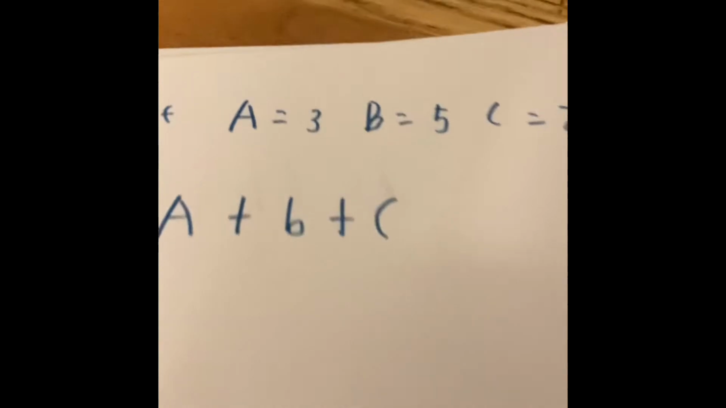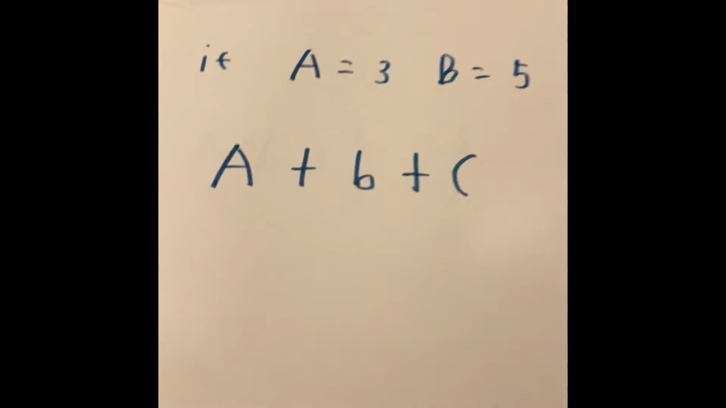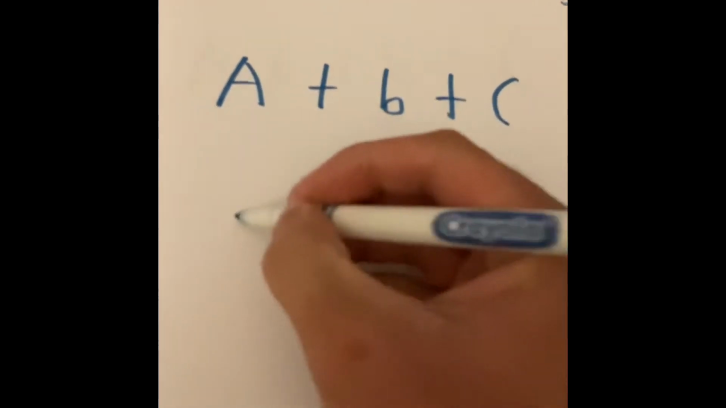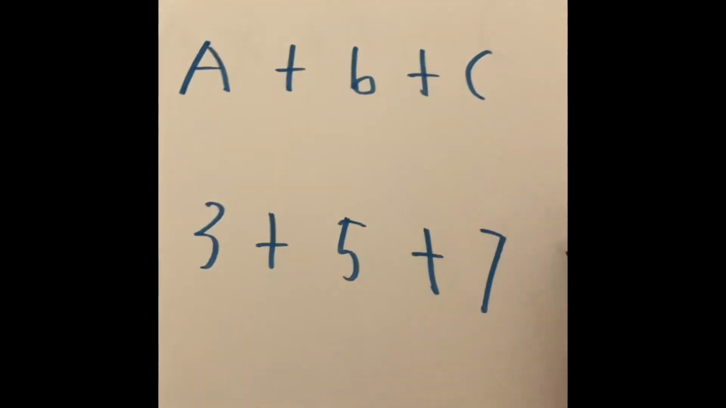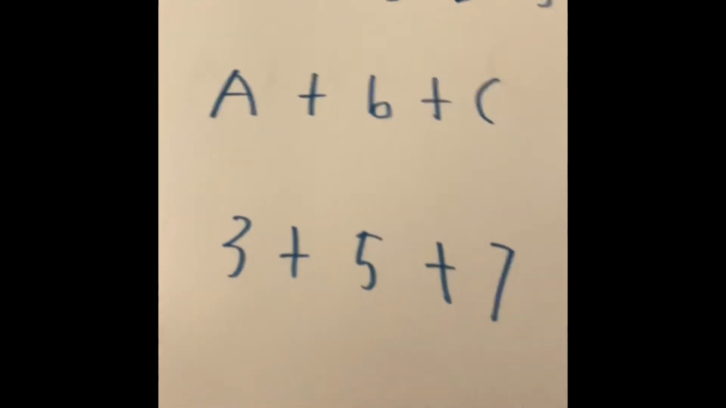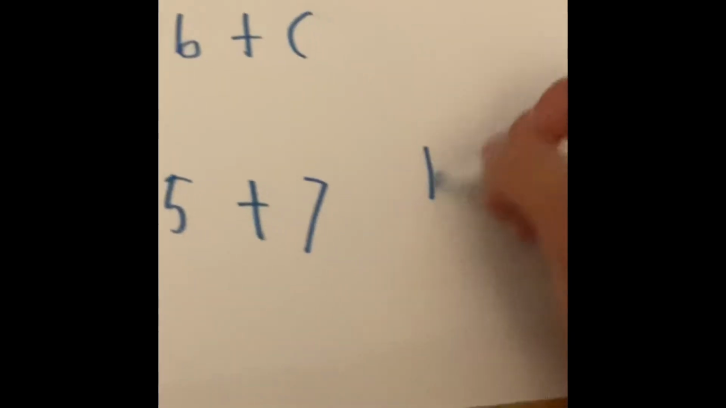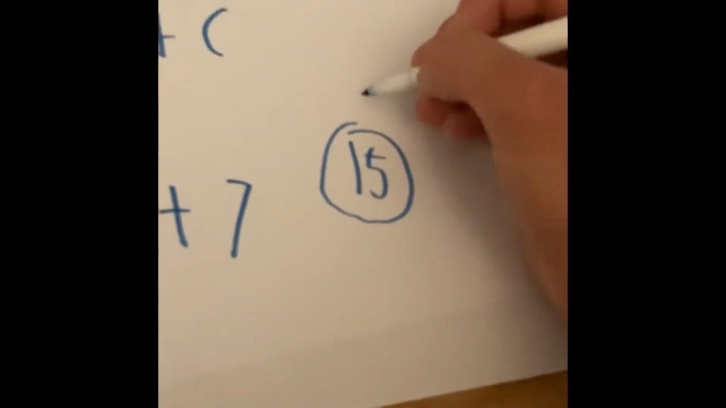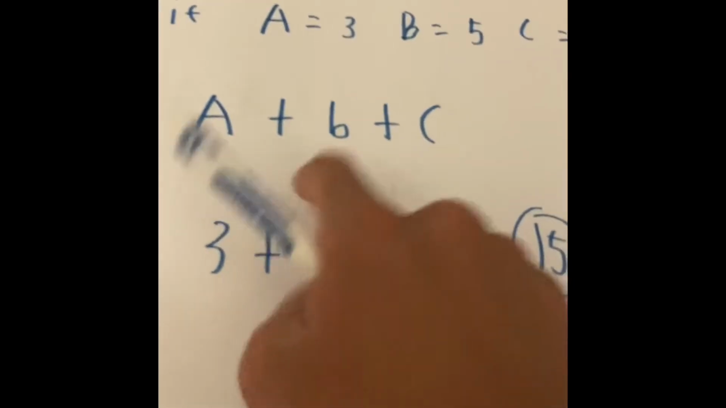So, if A equals 3, B equals 5, and C is 7, then what does A plus B plus C equal? That's telling us that 3 plus 5 plus 7 is our equation if we put our numbers into it. So 3 plus 5 is 8, plus 7 is 15. So in this scenario, our answer is 15 if these numbers represent the variables.